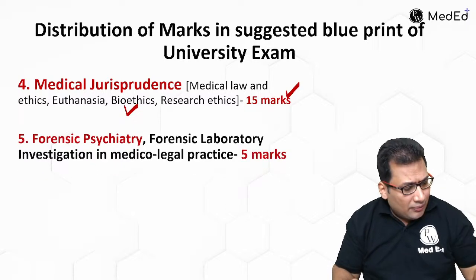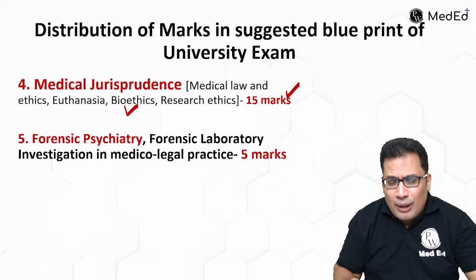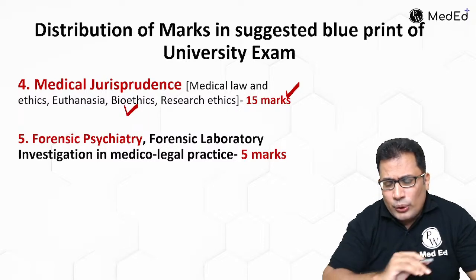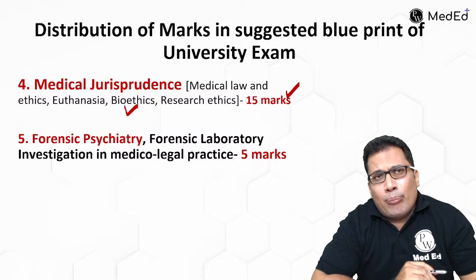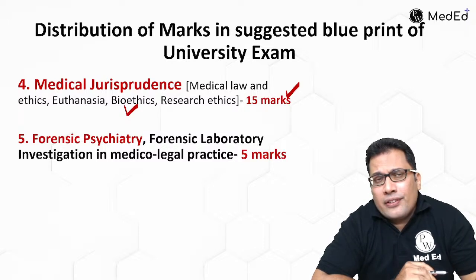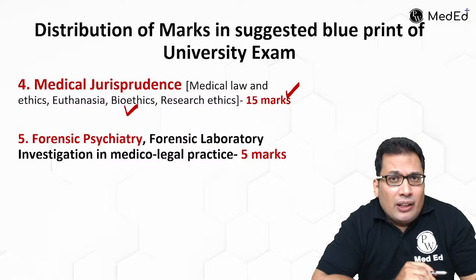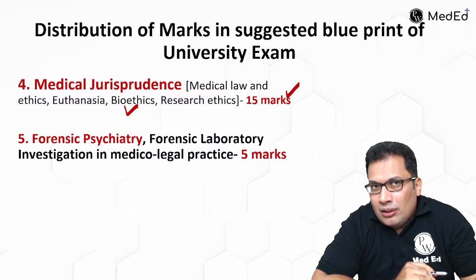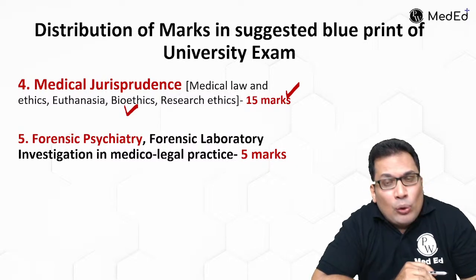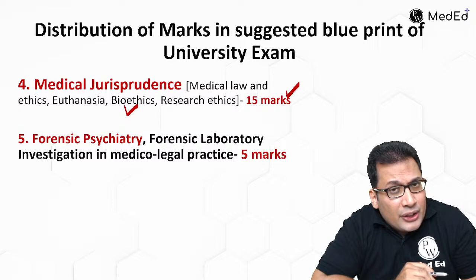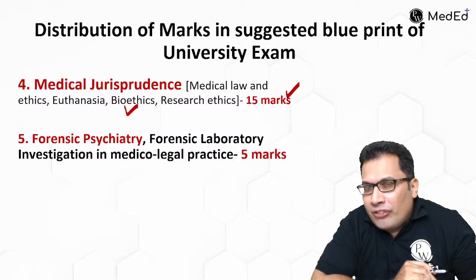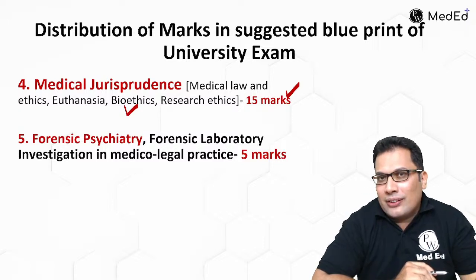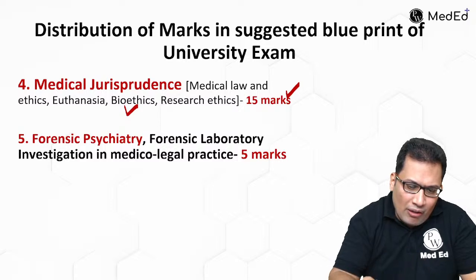Forensic psychiatry around 5 marks. In forensic psychiatry, some important 5 marks questions are differences between feigned insanity and true insanity, types of delusion, medico-legal importance, types of hallucination, medico-legal importance, types of impulse disorder, medico-legal importance. All these are frequently asked questions. 5 marks.